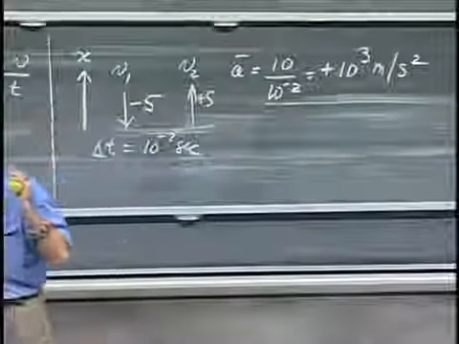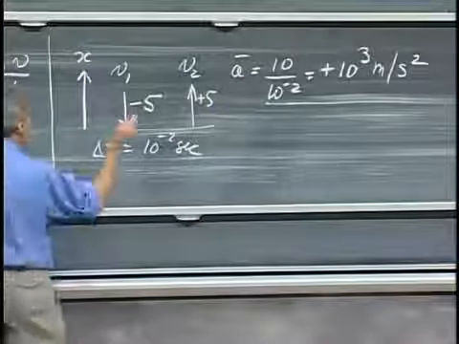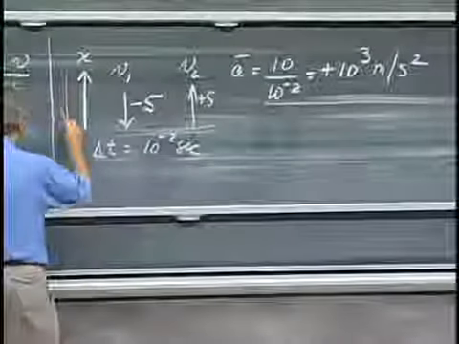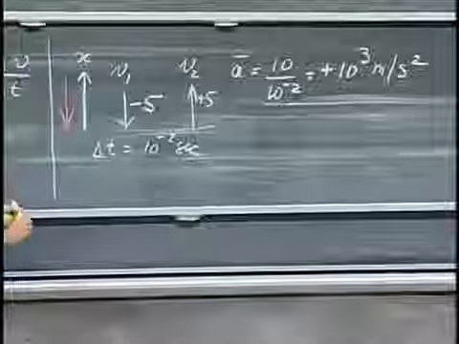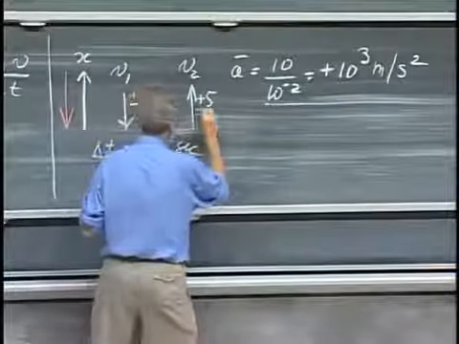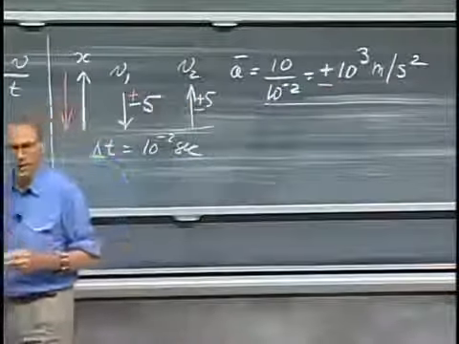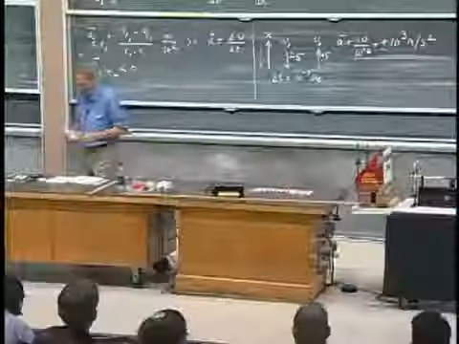I have observed carefully the signs. If now I say, aha, I don't like this, I want to call this the value of increasing x, no big deal. This would become a plus, this would become a minus, and then this would become a minus. So then the acceleration is minus 1,000 meters per second squared.